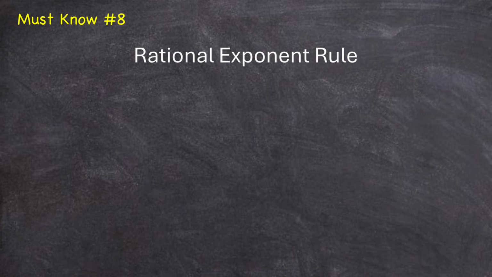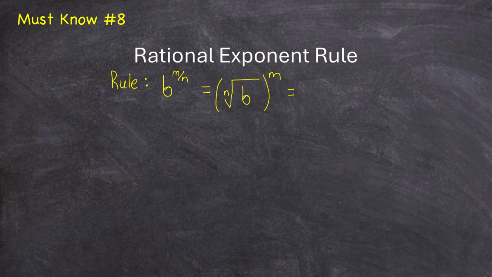Must know exponent rule number 8, the rational exponent rule. For this rule, I just want to show you how we can rewrite powers that have rational exponents. If you have b to the power of m over n, we can actually rewrite that or think of that as the nth root of b raised to the power of m. Or equivalently, it's the nth root of b to the exponent of m.